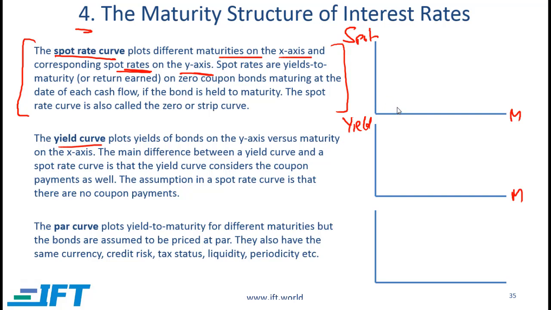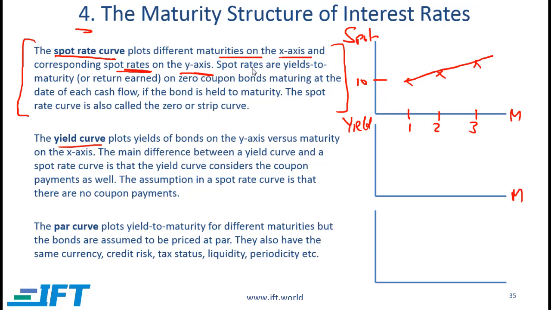So, for example, let's take the government bond market. You might have a situation where with 1 year maturity, the spot rate is 10%. With a 2 year maturity, the spot rate is 11%, and 3 year maturity, the spot rate is 12%. So this would be the spot rate curve.